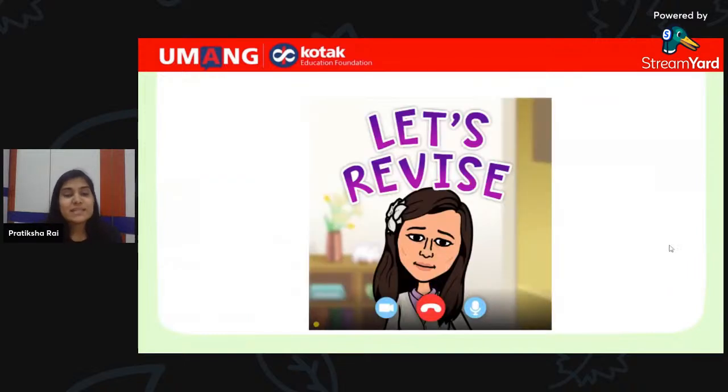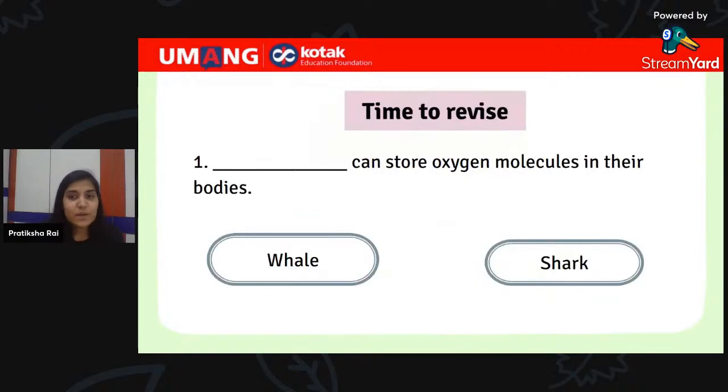Well done. With this, it's time for us to quickly revise what we have learned throughout today's session. So let me help you with the fill in the blanks, all right? The first one for you is dash can store oxygen molecules in their bodies. Now, I'm sure you all remember the answer to this. Is it whale or shark? Think about it very carefully. I asked you to remember a sentence. Do you remember what it is? Yes, the correct answer is whales. So whales can store oxygen molecules in their bodies.